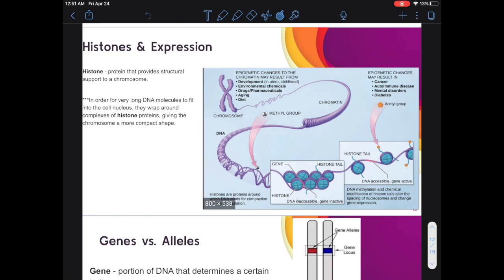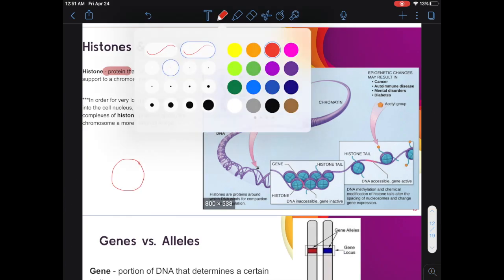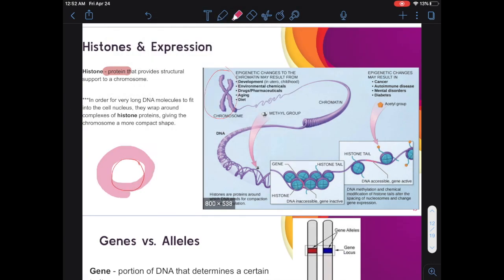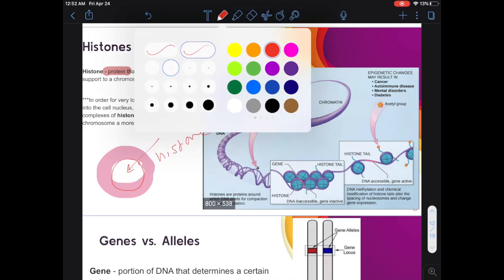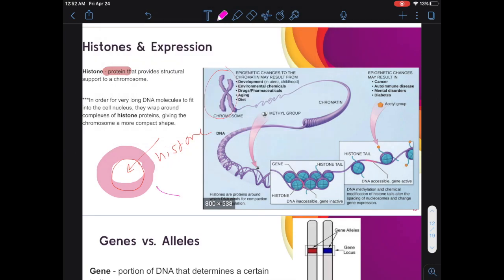So I got a couple of questions about what histones are and how they are involved in gene expression or gene regulation. Histones are proteins, okay? A protein that provides structural support to a chromosome. So your DNA, right? We said that usually we don't see DNA in the form of a chromosome. We see it in the form of chromatin. So the histone is like a spool, and the DNA is like thread. It wraps around the histone. It wraps around the spool. So the histone is a protein, that's the spool. And then the DNA is the thread. It's wrapping around the spool.